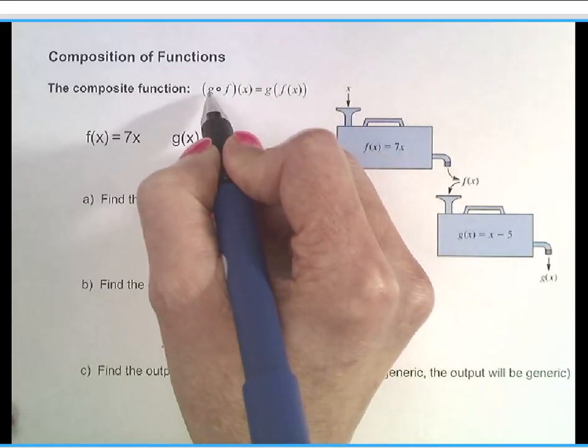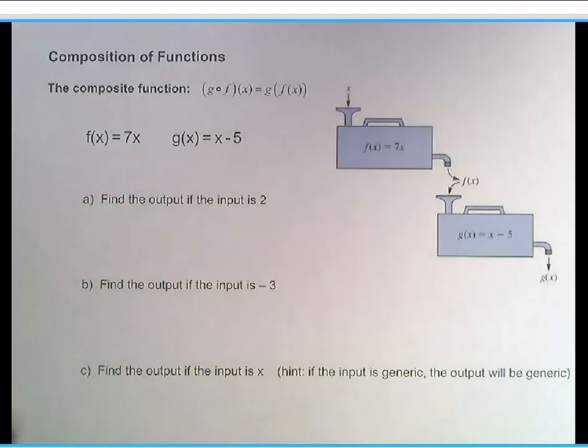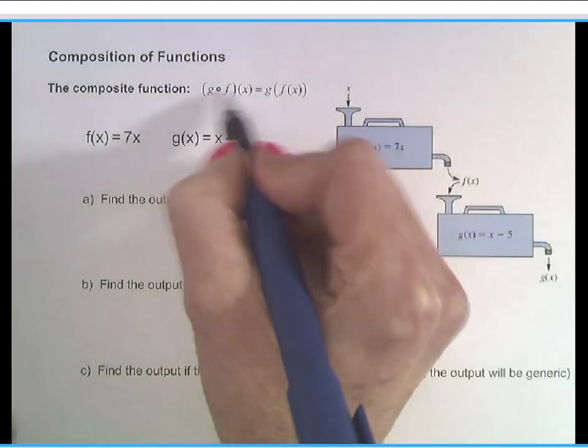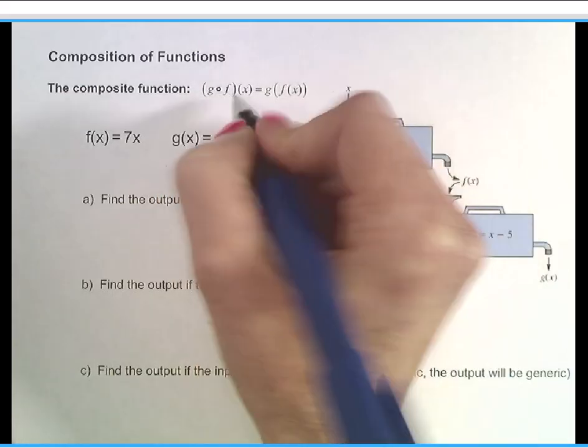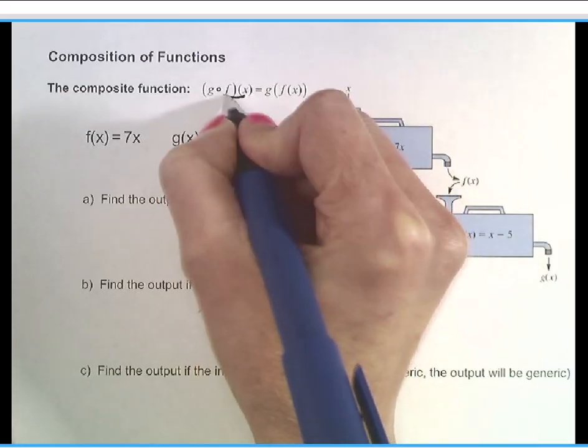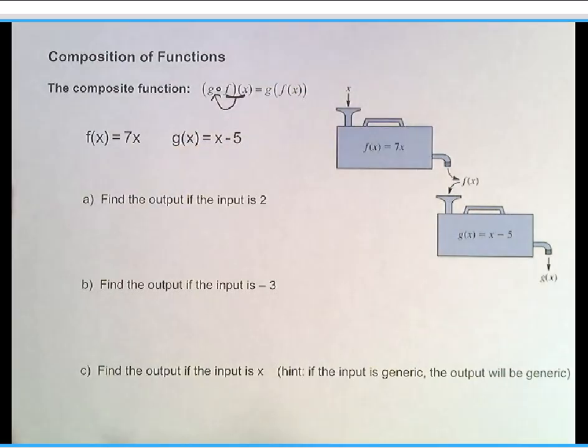So G of F, that means you're not just plugging a number into your function, you're plugging an entire function into your function. So your input is another function. So when it is written like this, G of F, that's like saying that the F of X function is being plugged into the G function. So look how this is going to work.